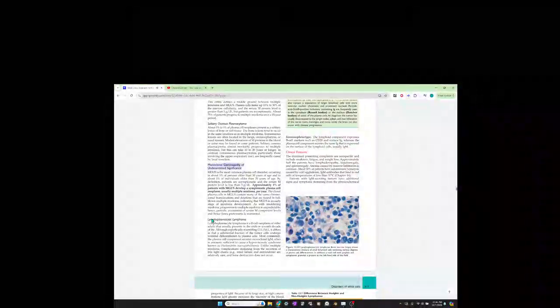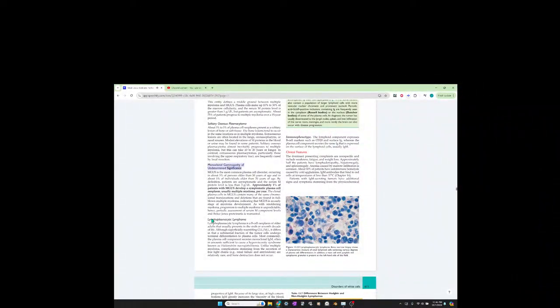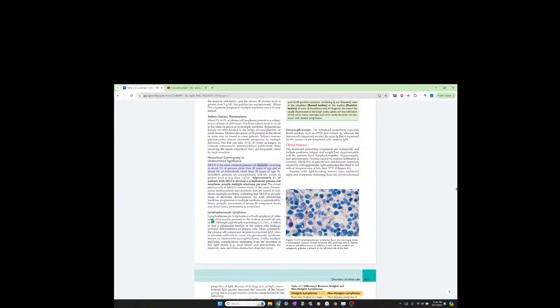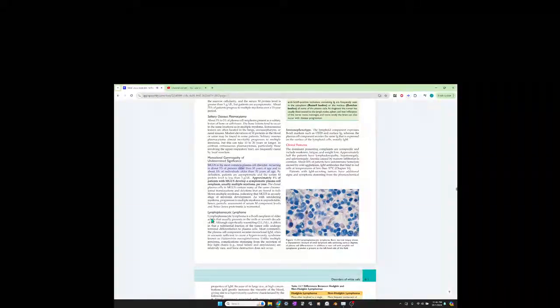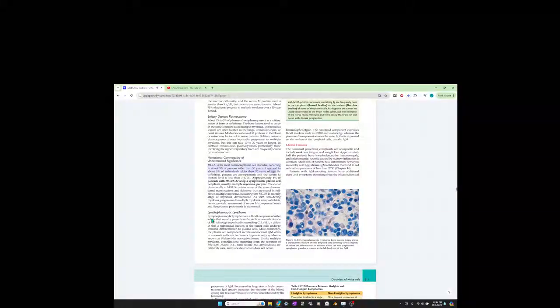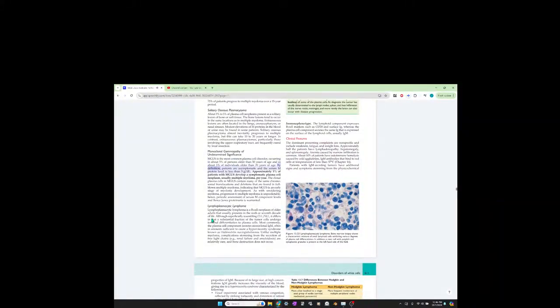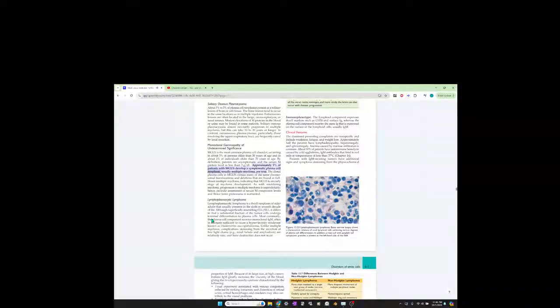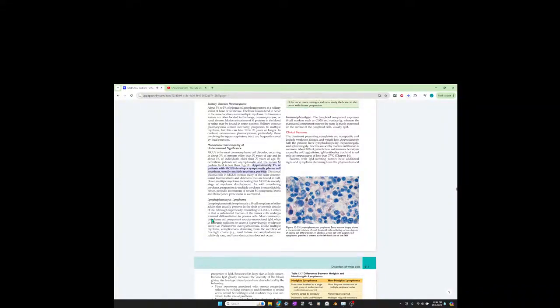Monoclonal gammopathy of undetermined significance. MGUS is the most common plasma cell disorder, occurring in about 3% of persons older than 50 years of age, and in about 5% of individuals older than 70 years of age. By definition, patients are asymptomatic, and the serum M protein level is less than 3 g/dL. Approximately 1% of patients with MGUS develop a symptomatic plasma cell neoplasm, usually multiple myeloma, per year.